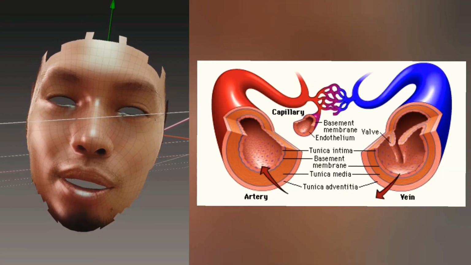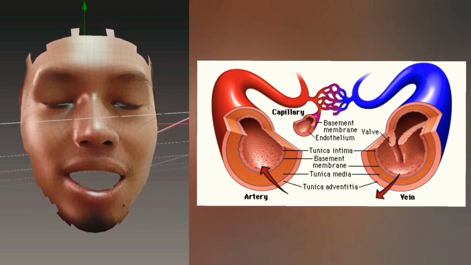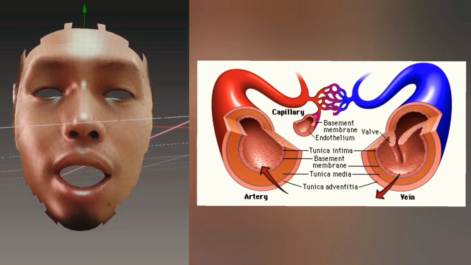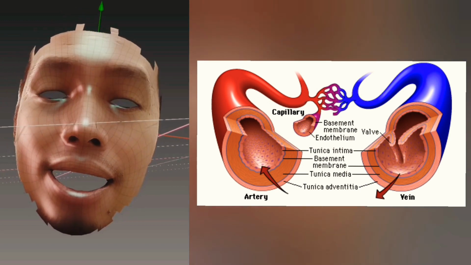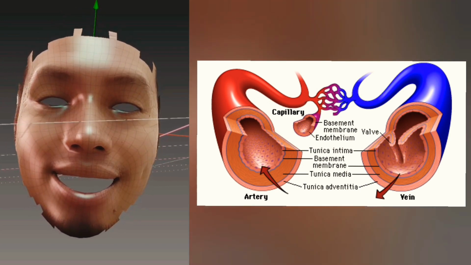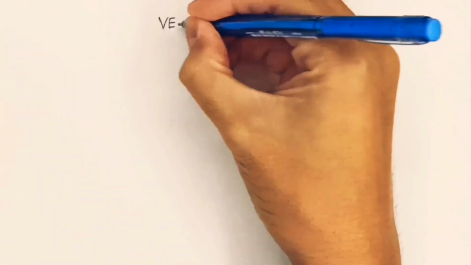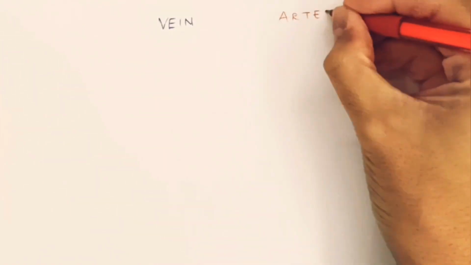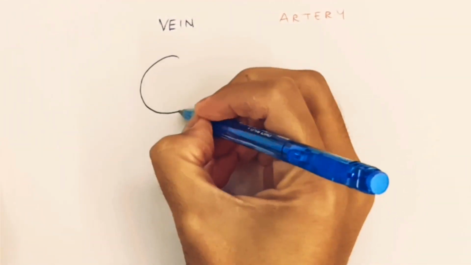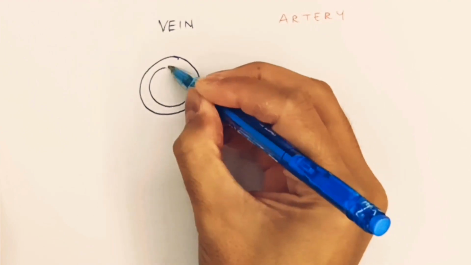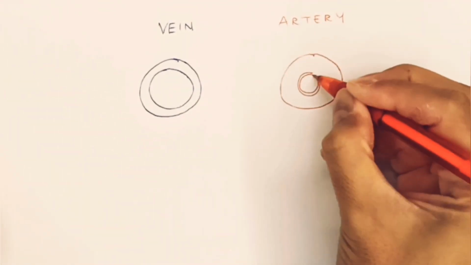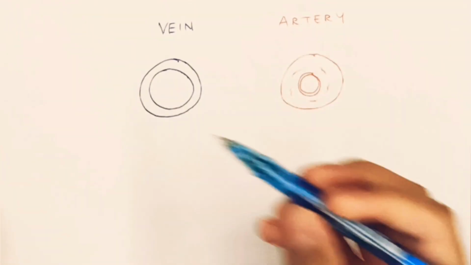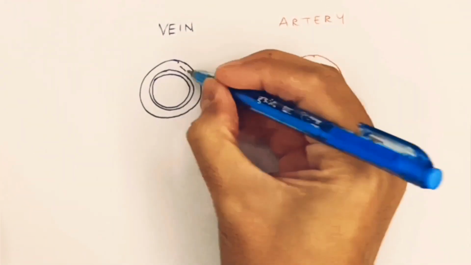The last thing we will do is to compare the structure of artery and the structure of vein. We will identify and list down the differences. Let's start by drawing the structures of vein and the structure of artery. They might look similar, but they are not the same.